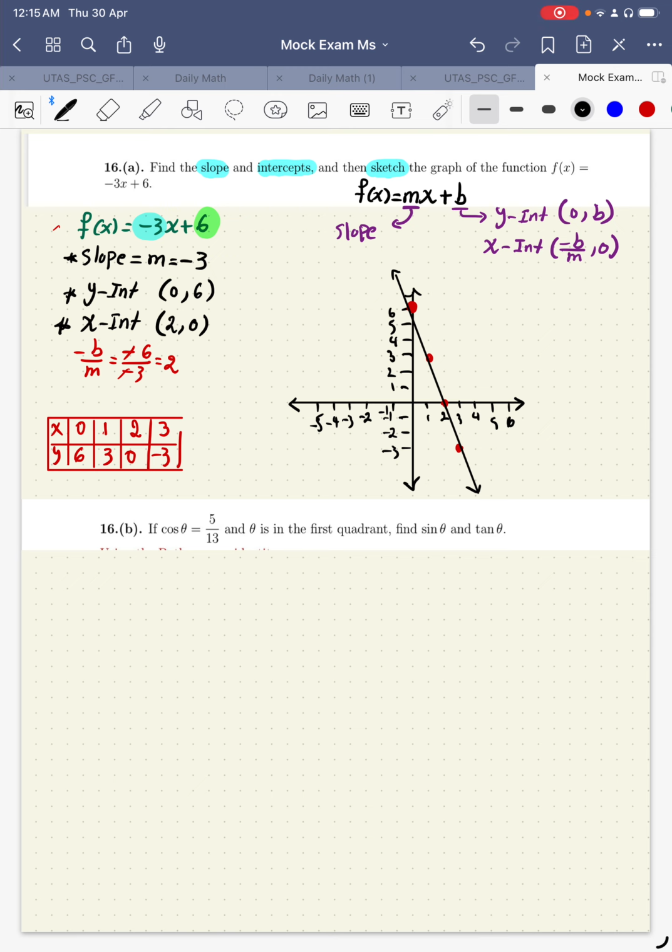So now let's go to number 16, part B. The question number 16, part B. If cosine of theta equals 5 over 13, and theta is in the first quadrant, find sine and tan of theta. So we first make sure that our theta is in the first quadrant.